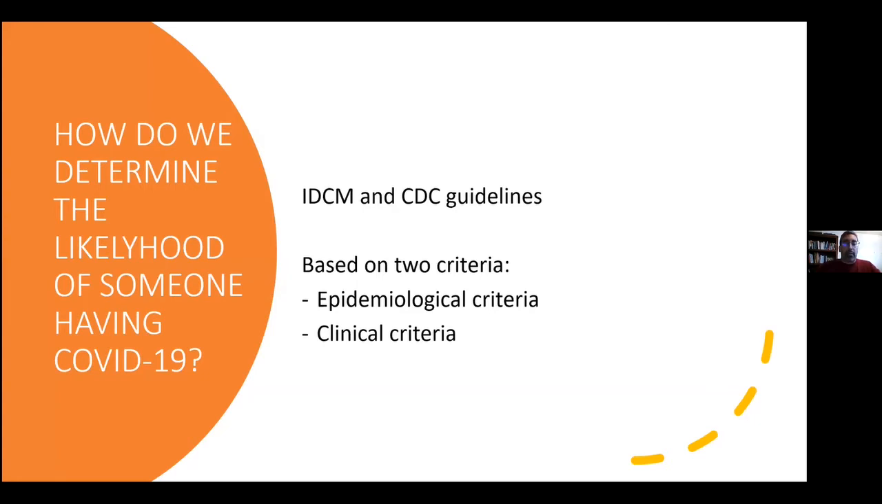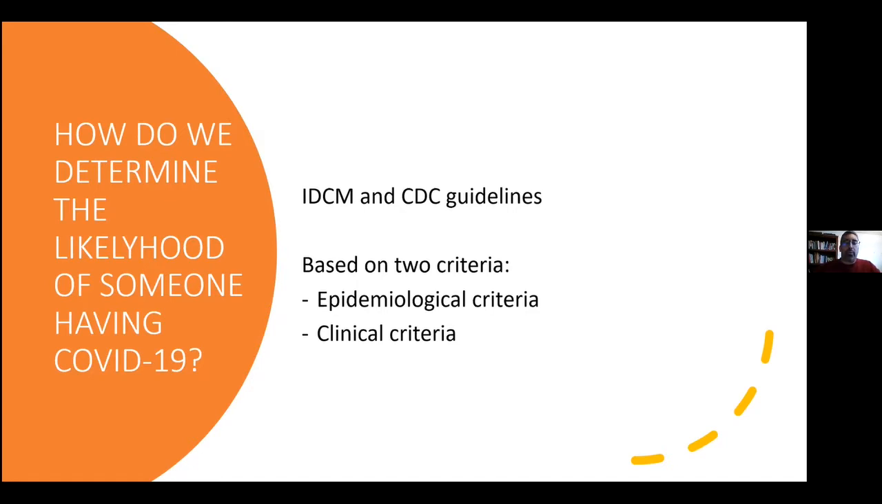These guidelines determine the likelihood of someone having COVID-19 based on both the epidemiological criteria, which is the incidence, or number of new cases in a population over a specified period of time, and the distribution of diseases in the general population. And we also look at the clinical criteria, which are the typical presenting symptoms of COVID-19, which we'll be discussing soon. The epidemiological criteria helps identify who is considered a close contact of someone with COVID-19 and therefore has a high likelihood of having acquired the disease.